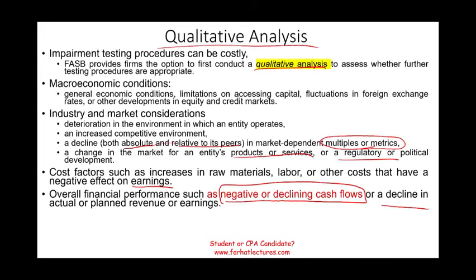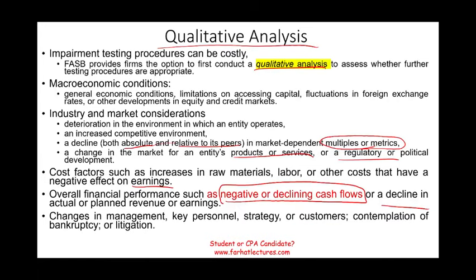Then what? If it has goodwill, test the goodwill for impairment. And we're going to see how we do that in a moment. Changes in management sometimes. Let's assume Elon Musk leaves Tesla. Who knows? Maybe Tesla tanks. If they have any goodwill, they may have to test that goodwill. Key personnel, strategy, or customers: any event could trigger a goodwill test.